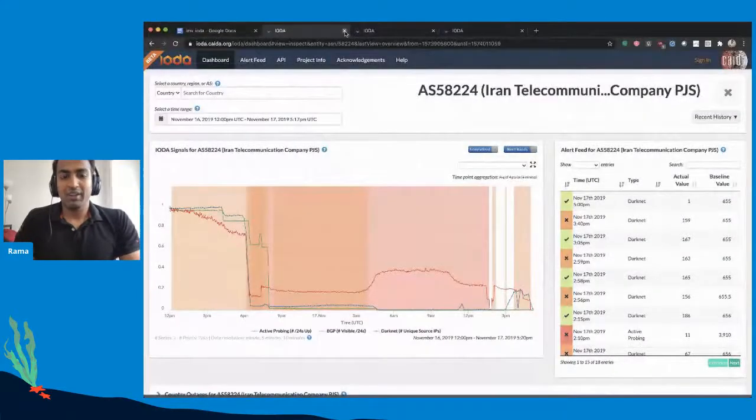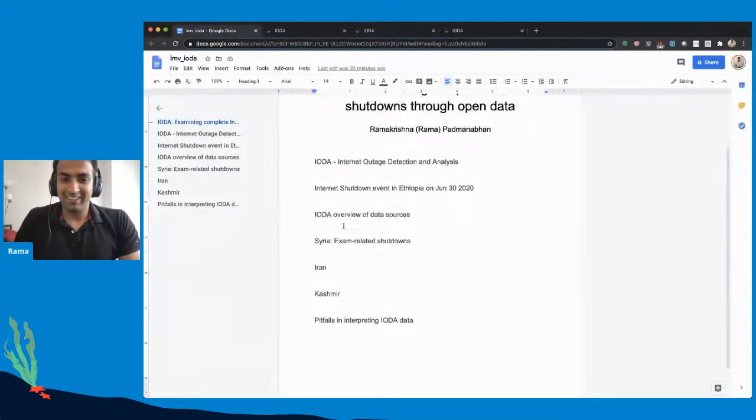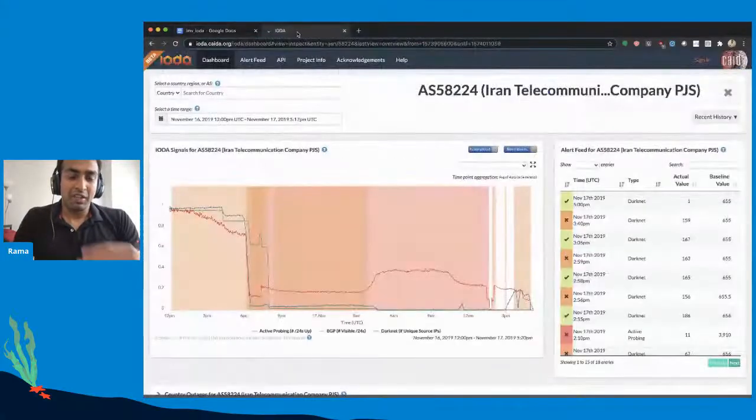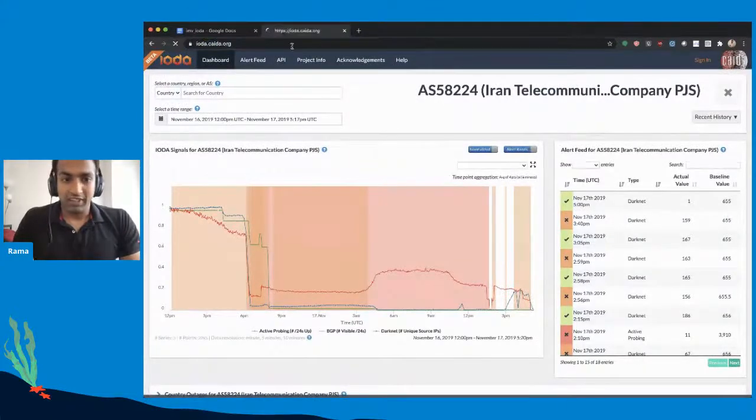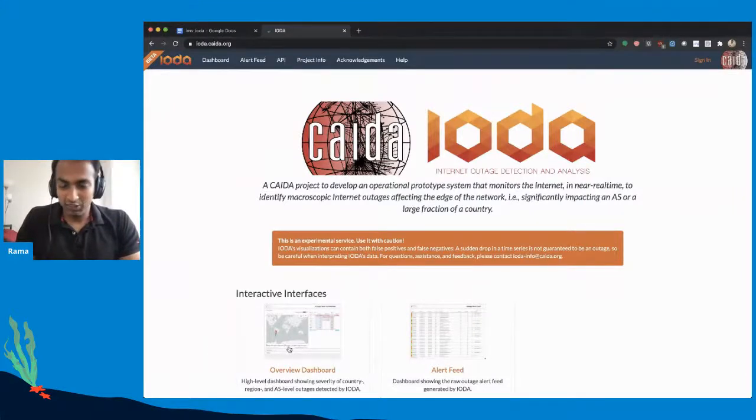All right, so far we've taken a look at the Ethiopia shutdown and Syria and Iran, where the shutdown was fairly clear. Let's now take a look at a slightly more complex shutdown, where there was news of a shutdown event in Jammu and Kashmir. Jammu and Kashmir is a region in India. There were news reports that a shutdown was implemented in early August of 2019. So let's look at what the IODA data for that time has to say.